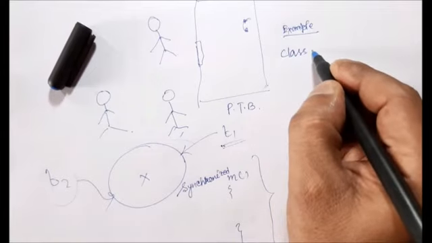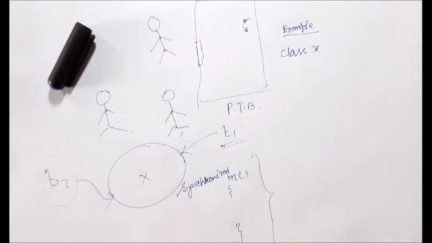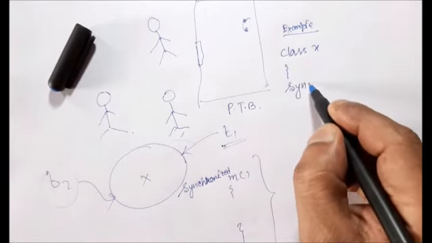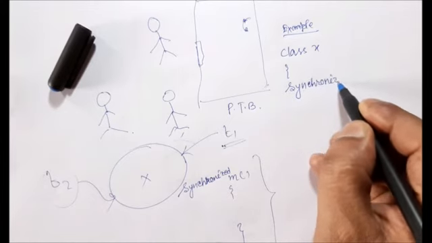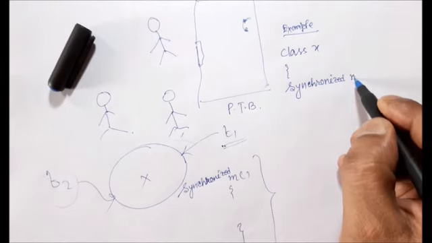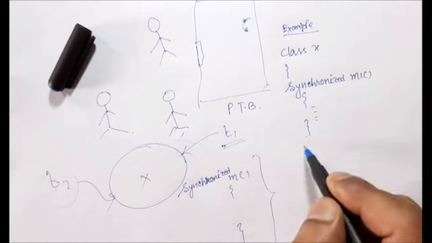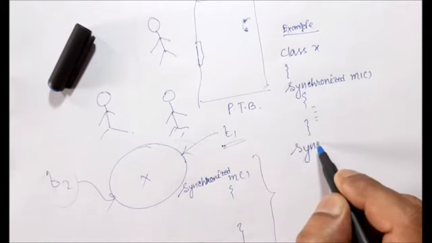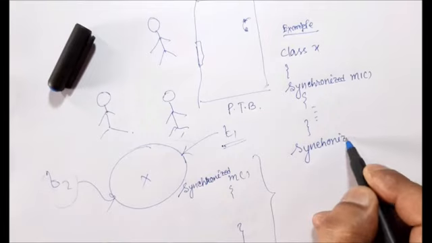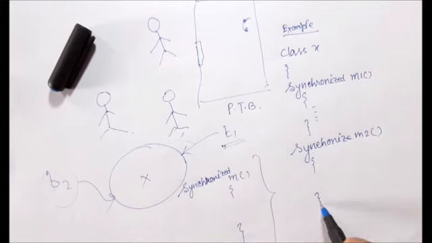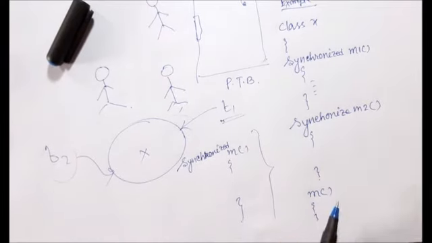Suppose we have a class named X, and within this class we have a synchronized method. For example, M1 is the name of this method, with a blank body here, and we have another synchronized method, suppose M2. Then we close the class body.